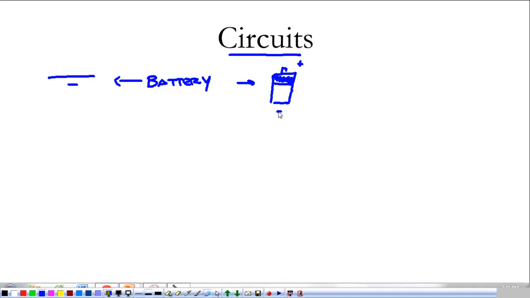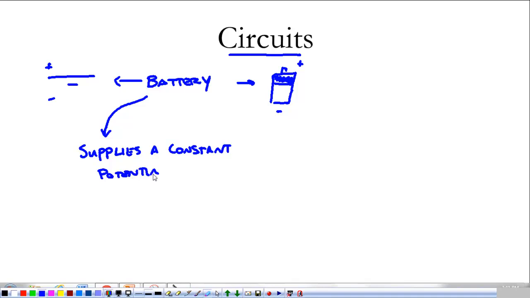This is the positive end and this is the negative end. With this drawing of the battery, this is the positive end and this is the negative end. And what a battery does for us is supplies constant potential difference. Voltage is really what we're talking about with that.